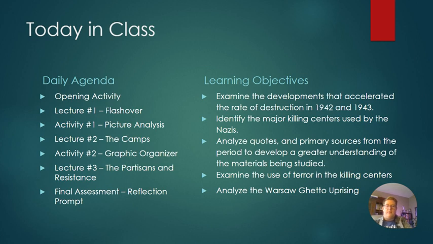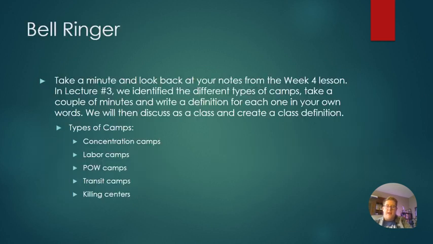So, let's start with our opening activity. This is a types of camp refresher. Take a minute, look back at your notes from the week 4 lesson in lecture number 3. We identified the different types of camps. Take a couple of minutes with the people at your table or individually if you'd like, and write a definition for each one in your own words. We will then discuss as a class and create a class definition.